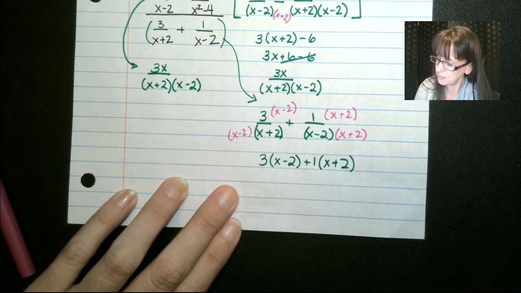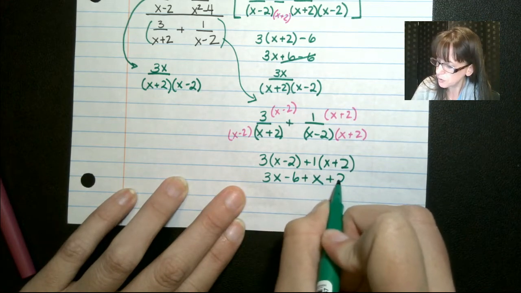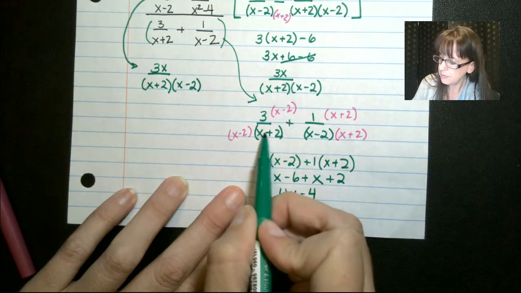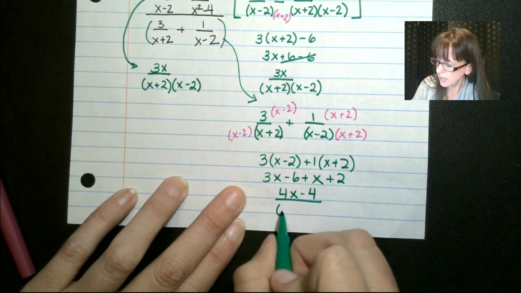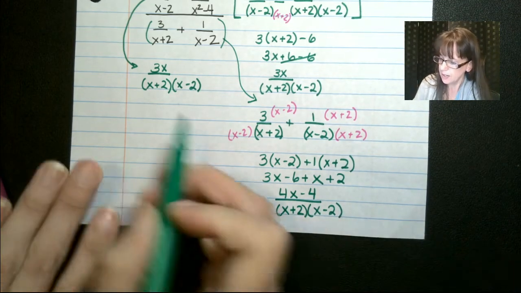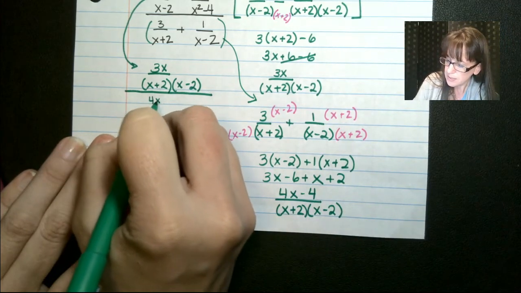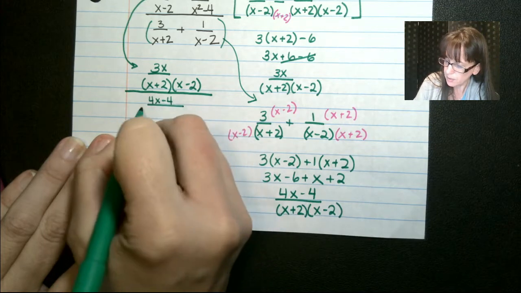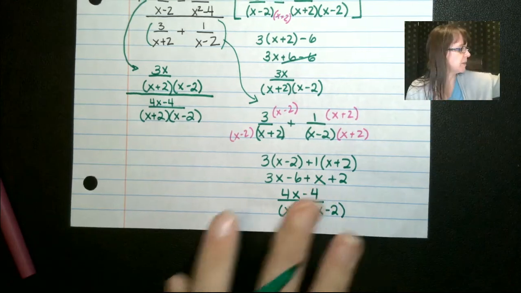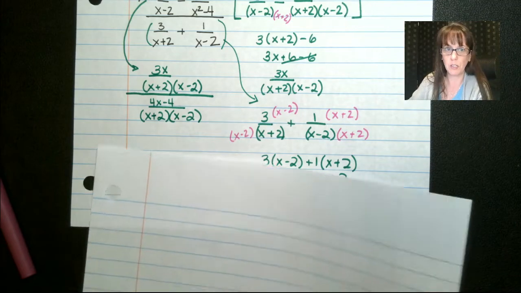If you have a subtraction sign there, you can easily mess up, so don't try and distribute. So I have 3x minus 6 plus x plus 2, which reduces down to 4x minus 4. All of that is over x plus 2, x minus 2. Okay, so all of this is 4x minus 4 over x plus 2, x minus 2. And I've taken up a bunch of space here to do this, and do not try and cut your space off. Make sure you allot yourself enough room.